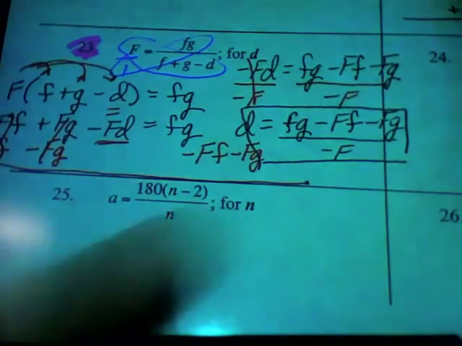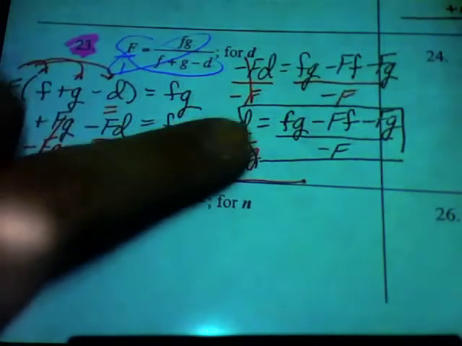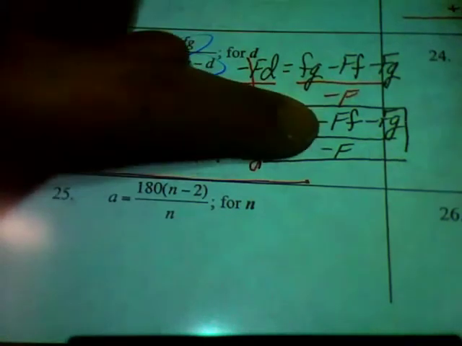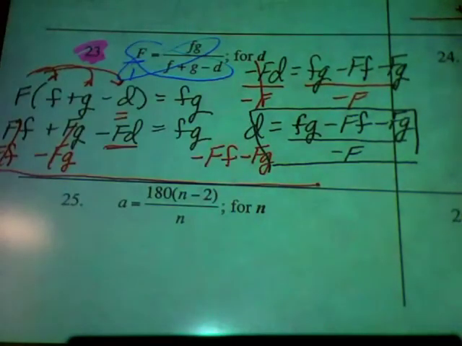That's really your answer. Now, if you take that negative and you want to push it up top, you have to multiply it to everything up there. So you would have a negative fg, a positive Ff, and a positive Fg all over a positive F. That's an alternative solution. Are there any restrictions?